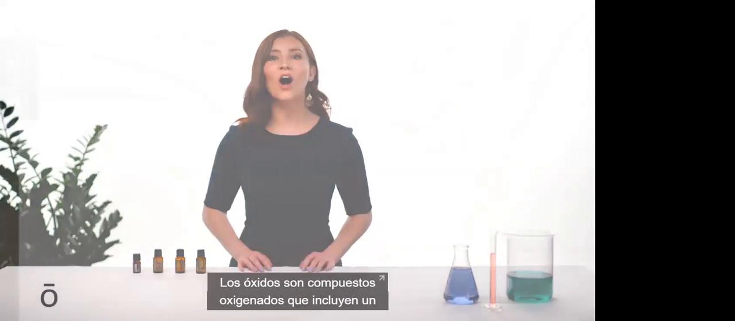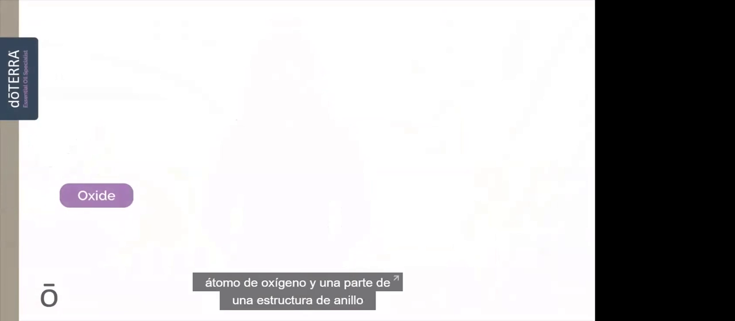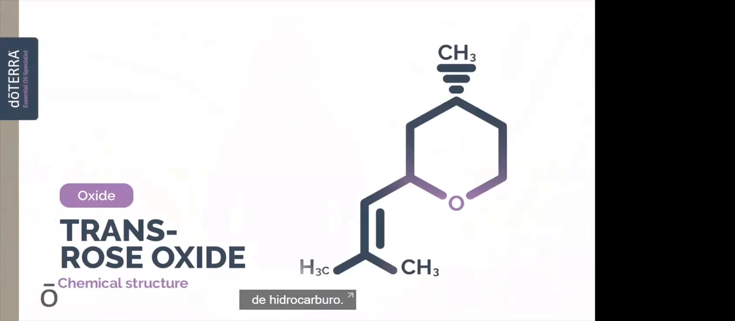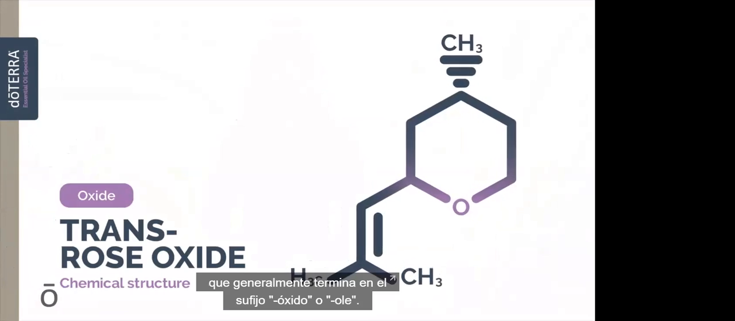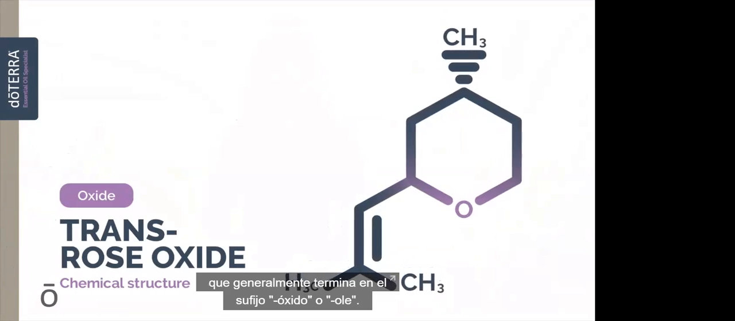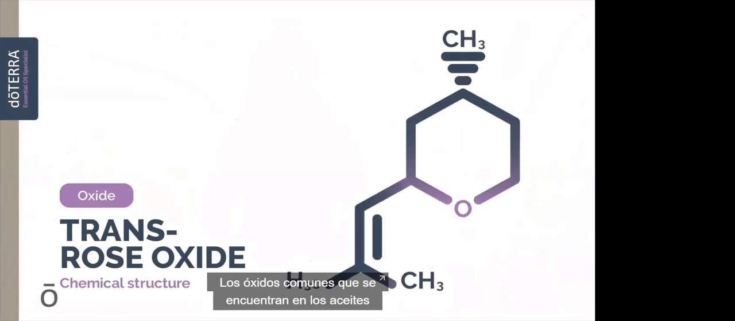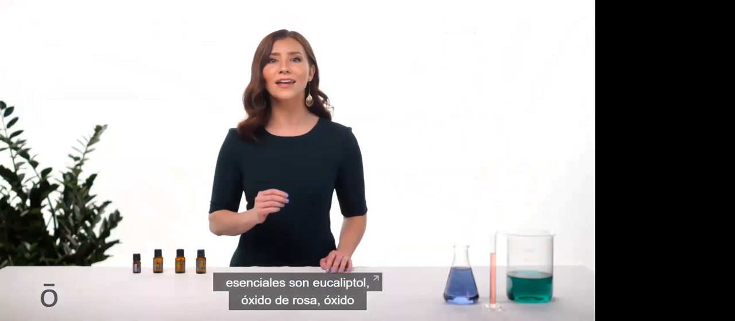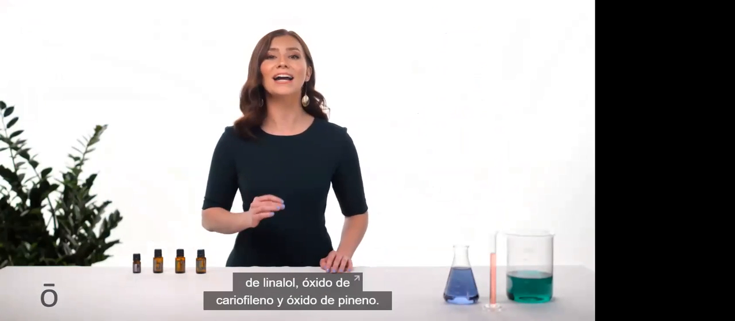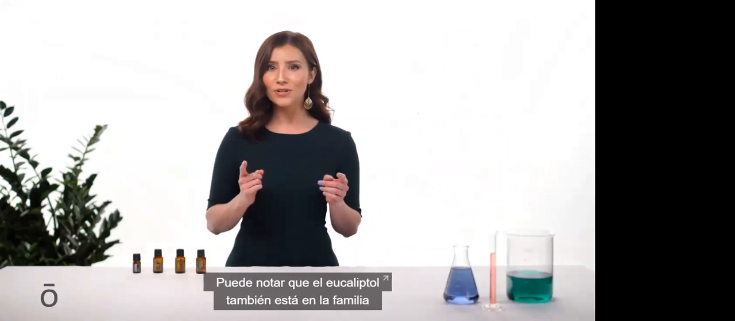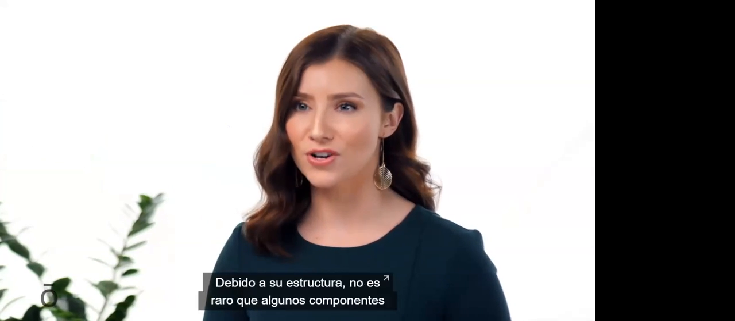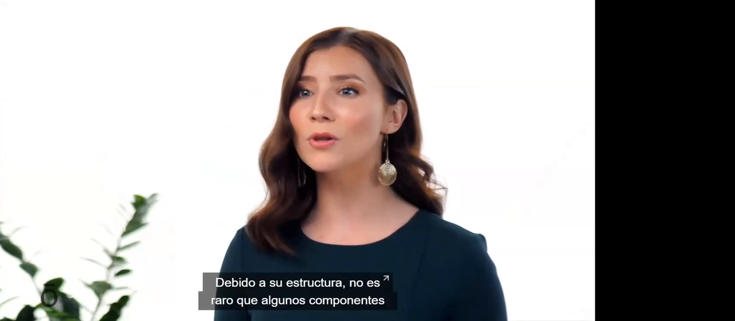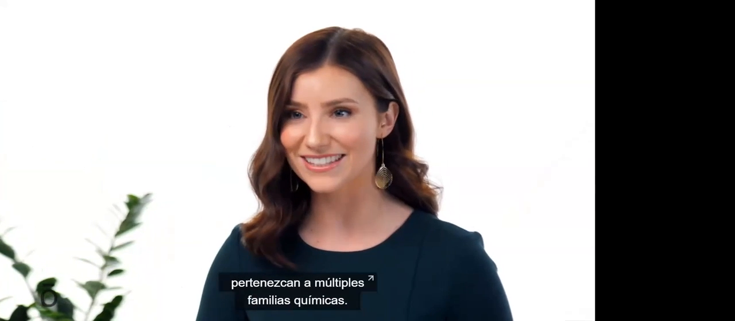Oxides are oxygenated compounds that include an oxygen atom and a part of a hydrocarbon ring structure. You can identify an oxide based on its proper name, which generally ends in either the suffix oxide or -ol. Common oxides found in essential oils are eucalyptol, rose oxide, linalool oxide, caryophyllene oxide, and pinene oxide. You might notice that eucalyptol is also in the ether family. Because of their structure, it is not uncommon for some constituents to belong to multiple chemical families.